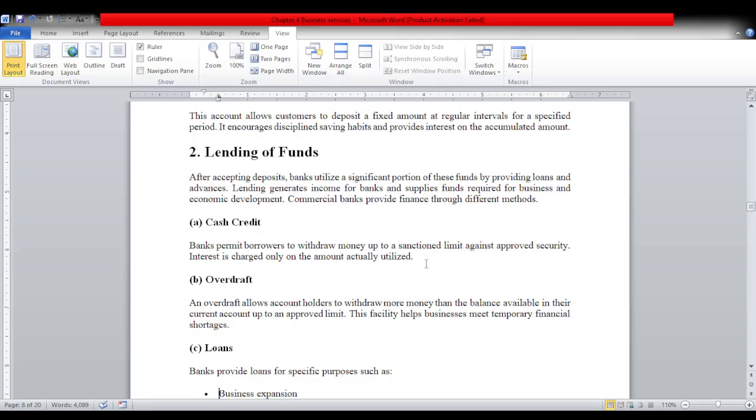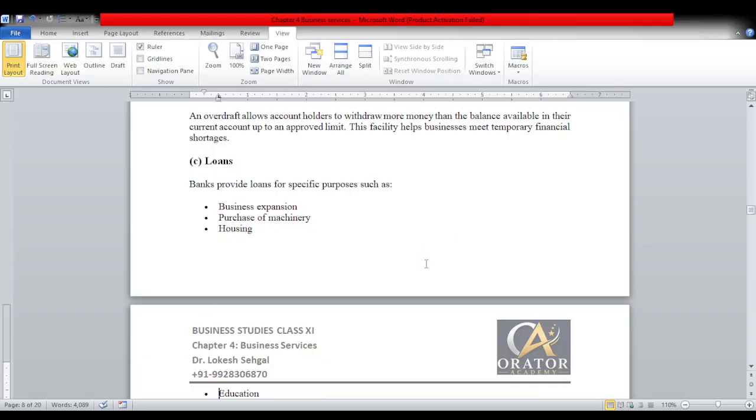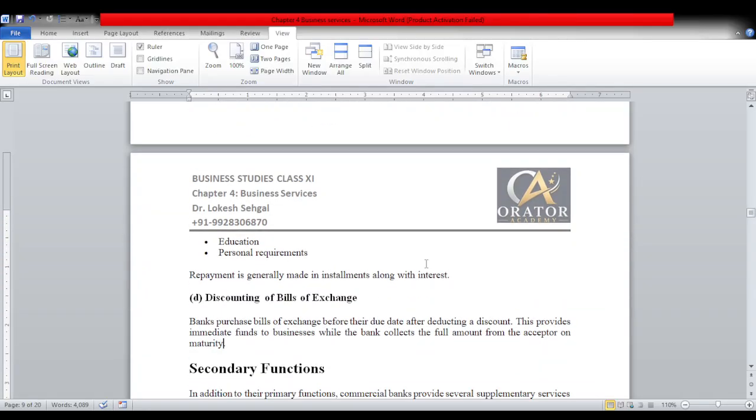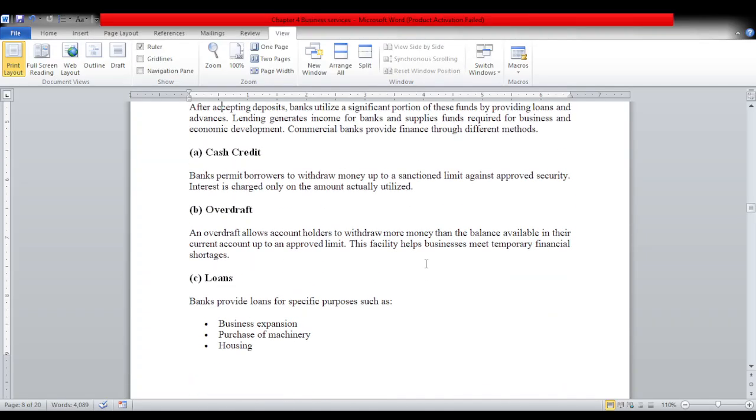Lending generates income for banks and supplies funds required for business and economic development. Commercial banks provide finance through different methods. They are able to provide funds, or advance the loan, through cash credit, overdraft, loan facilities, and discounting of bill of exchange, etc. What is cash credit?